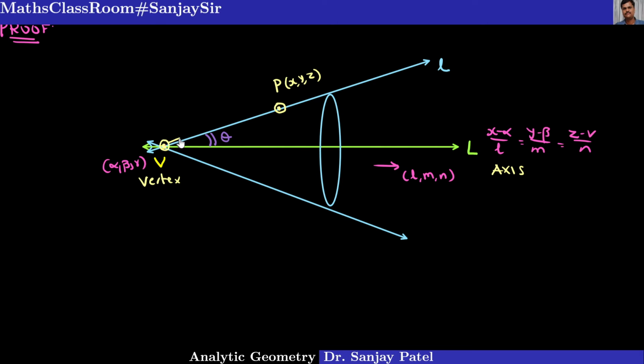The direction of this generator, if we call it x bar, is the same as the direction of the vector PV, which is nothing but x minus alpha, y minus beta, and z minus gamma. P is this point and V is this point. So I can take the direction of the line VP as the vector VP or PV, anything. And the direction of this axis is given to us; I call it y bar, and that is l, m, n. Okay, so let us write something about this.